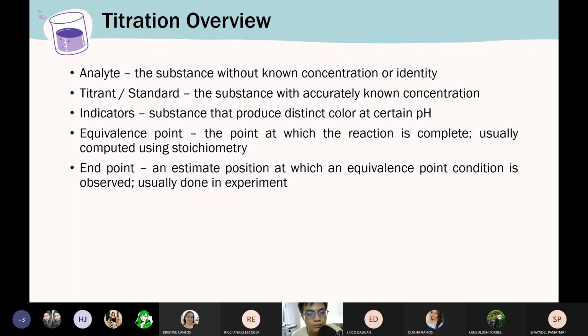Equivalence point is the point at which the reaction is complete, and it can be determined by stoichiometry. Okay? And then, yung ating endpoint naman, this is an estimate of your equivalence point. Usually, dito nangyayari yung change in color sa endpoint. Okay? So, it is an estimate of the equivalence point. Kasi equivalence point, yan kinakalculate, yan yung endpoint, yun yung na-observe natin. Yun lang yung difference nila.